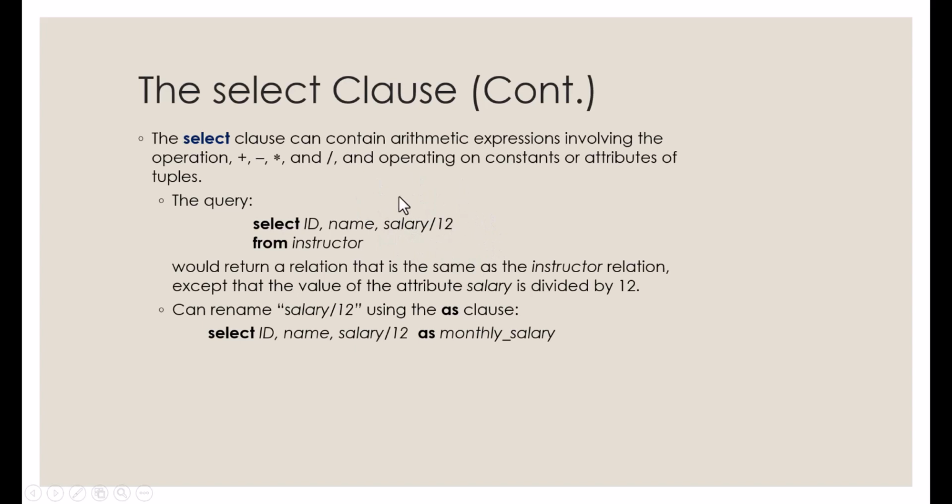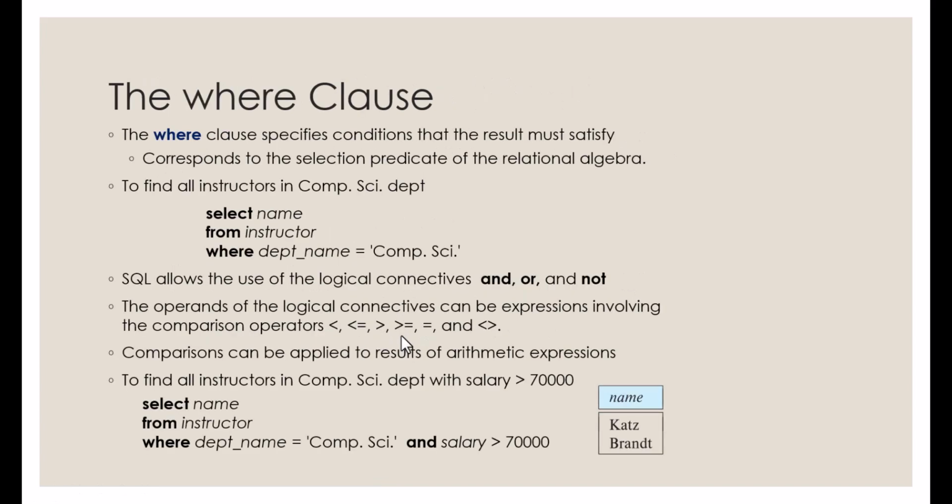Okay. You can also rename this to be called something else. So here I can do select ID, name, salary over 12 as monthly underscore salary. So now this column will have the name monthly salary, and it's going to be dividing the salary by 12, and it's going to show the number that they're making in a month.